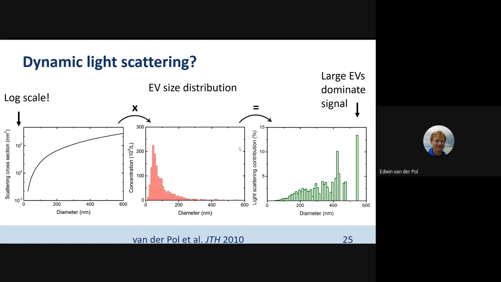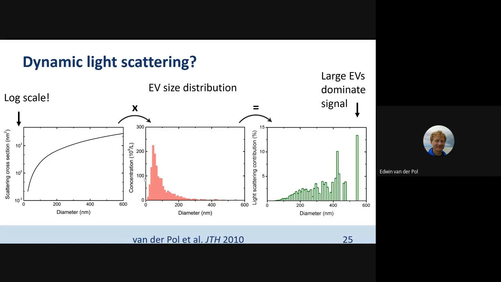If you perform this multiplication, you see that the light scattering contribution, in percentage, of these vesicles is a little surprisingly shifted to the right, because there is only this one vesicle here on the right, which already dominates the light scattering, just because the scattering cross-section of this one vesicle is so large compared to all the smaller vesicles below 100 nanometers.